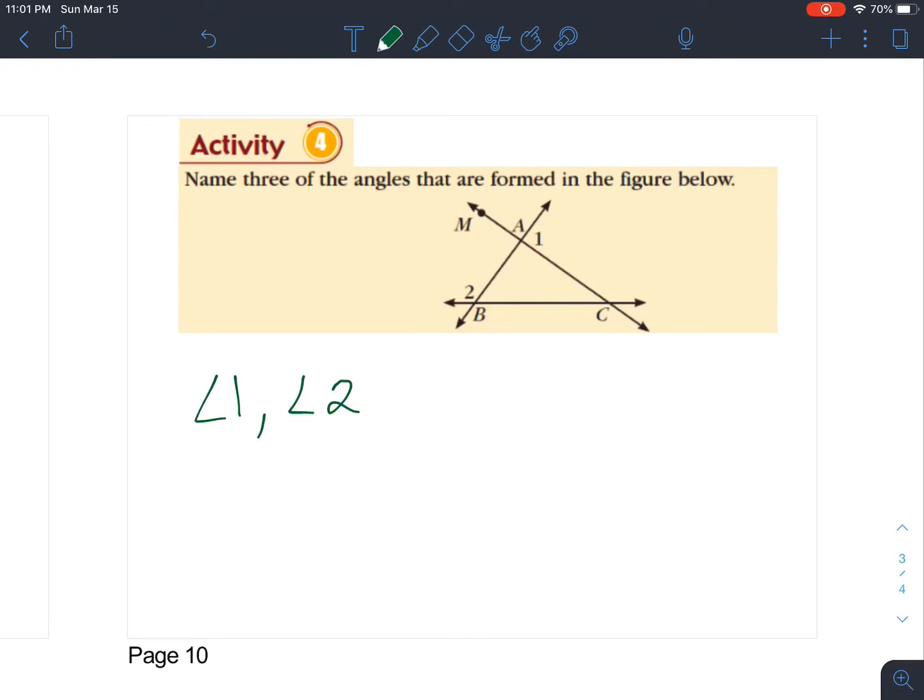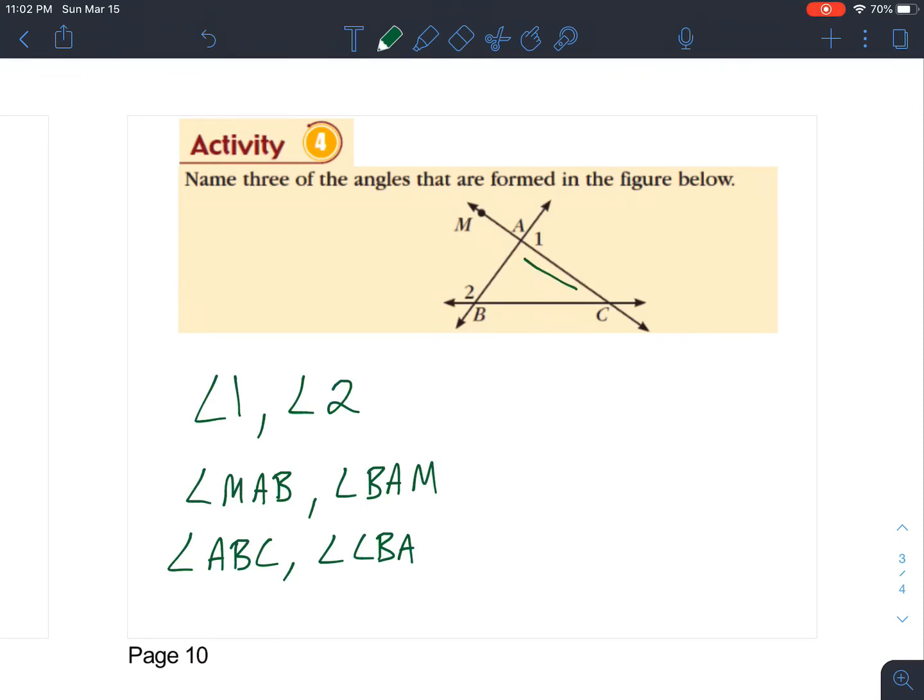Now, I can't find a name for that angle because, actually, I'm sorry. Yes, we can. Because that starts at M, it goes to A, and then it goes to B. So we could have angle MAB. This angle here goes from A to B to C. And of course, we could go in reverse order as well. C to B to A. This one up here, we could have gone B to A to M.